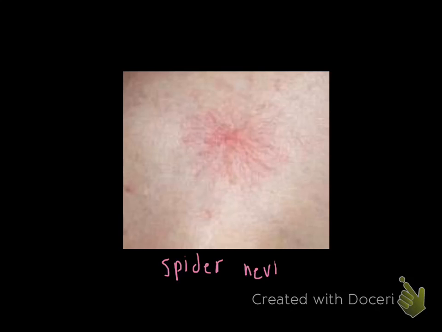Okay, this is spider nevi. This is the nevus in the center, and this is the spider shape. The nevus, by the way, is a dilated arteriole, and the spider lines are venules that get out of this nevus. Okay, let's show you the palmar erythema.